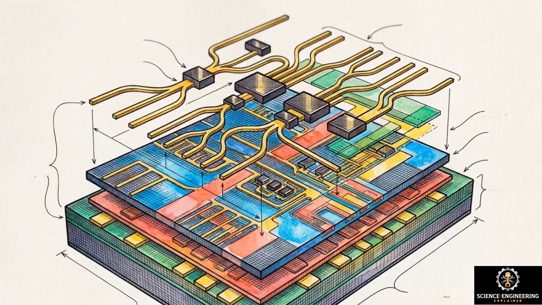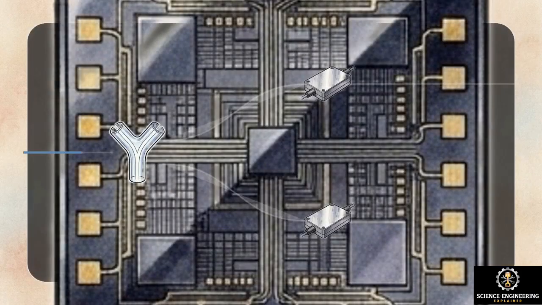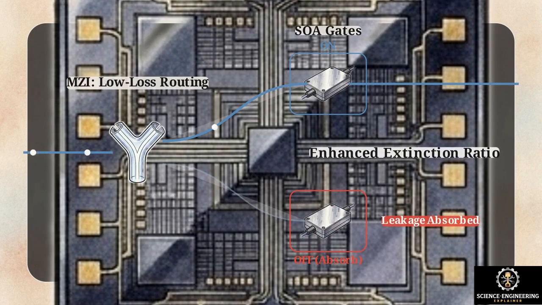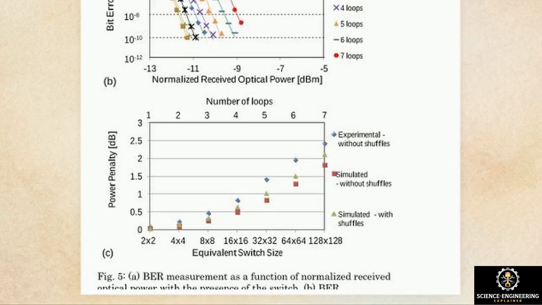The hybrid solution integrates both MZI and SOA components onto a single monolithic chip. These components divide the labor. The MZI provides low-loss routing, while the short SOA sections act as gates that absorb leakage signals to enhance the extinction ratio. This Cambridge University study proves this architecture's performance.